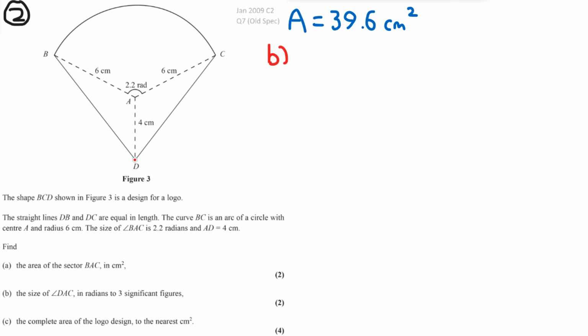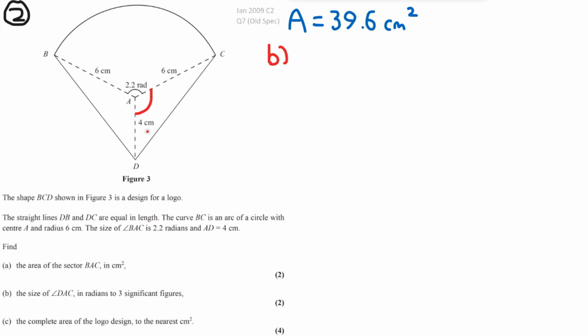So for part B, we need to find the size of the angle DAC. So the angle DAC is DAC like this, so it's going to be this angle here. And the important thing with this question is realizing that because the length of this side of the triangle is 6, and it's the same here, because they both have a side that's 4 centimeters, and it tells us that the lines DB and DC are equal in length. Therefore, these two triangles are going to be the exact same, and therefore, because these triangles are the exact same, this angle here DAC and this angle here DAB are going to be the same angle, in radians or degrees.